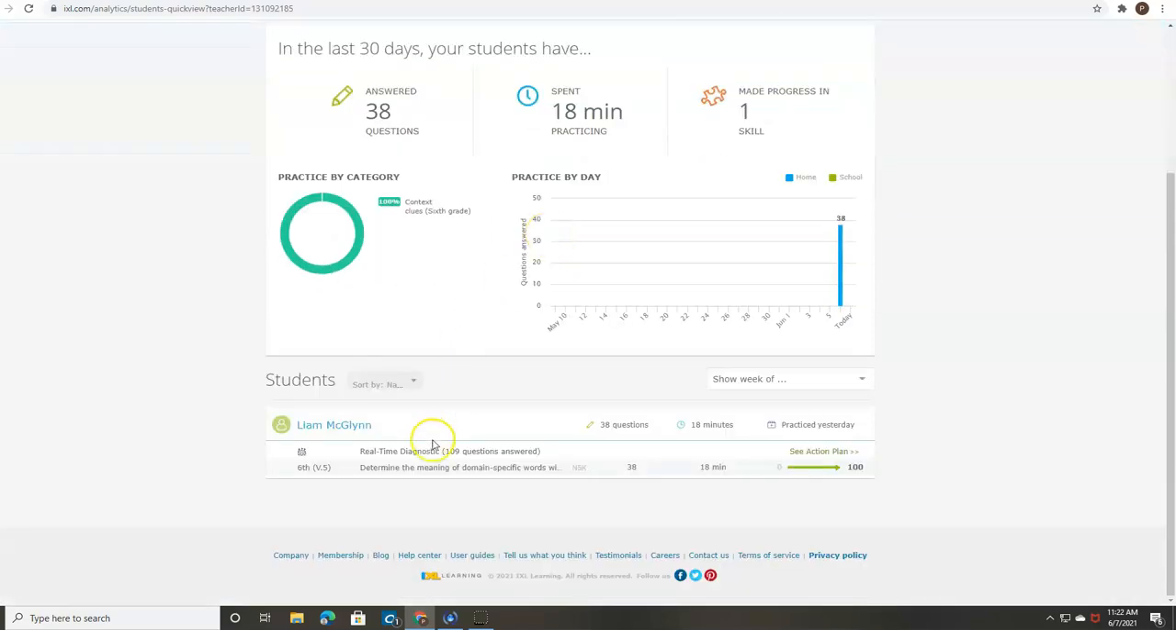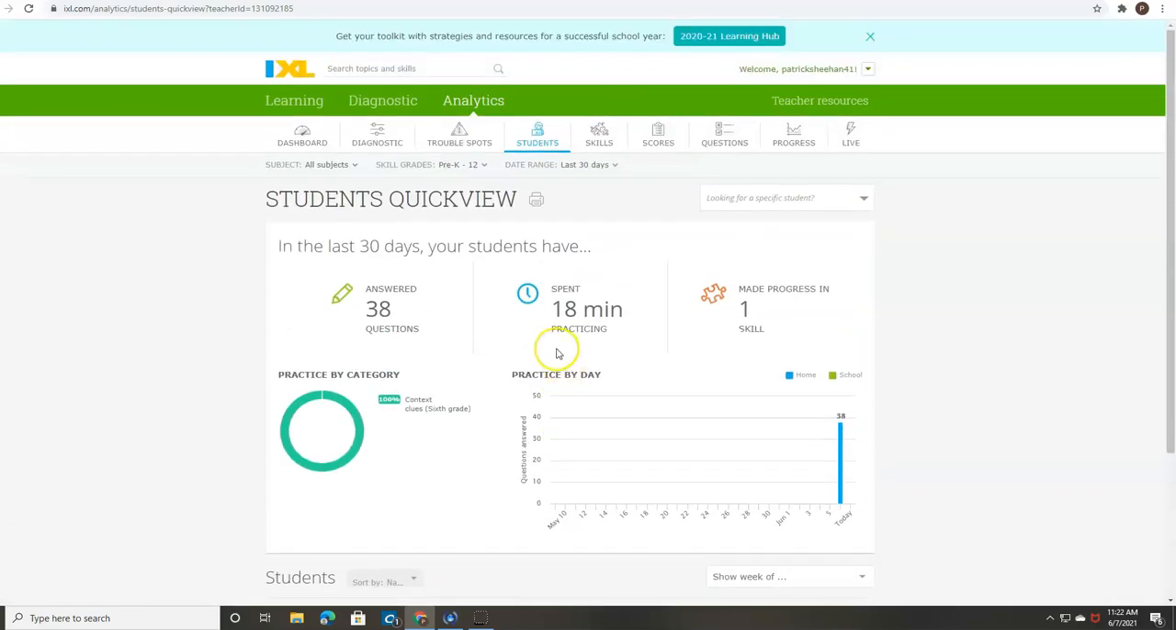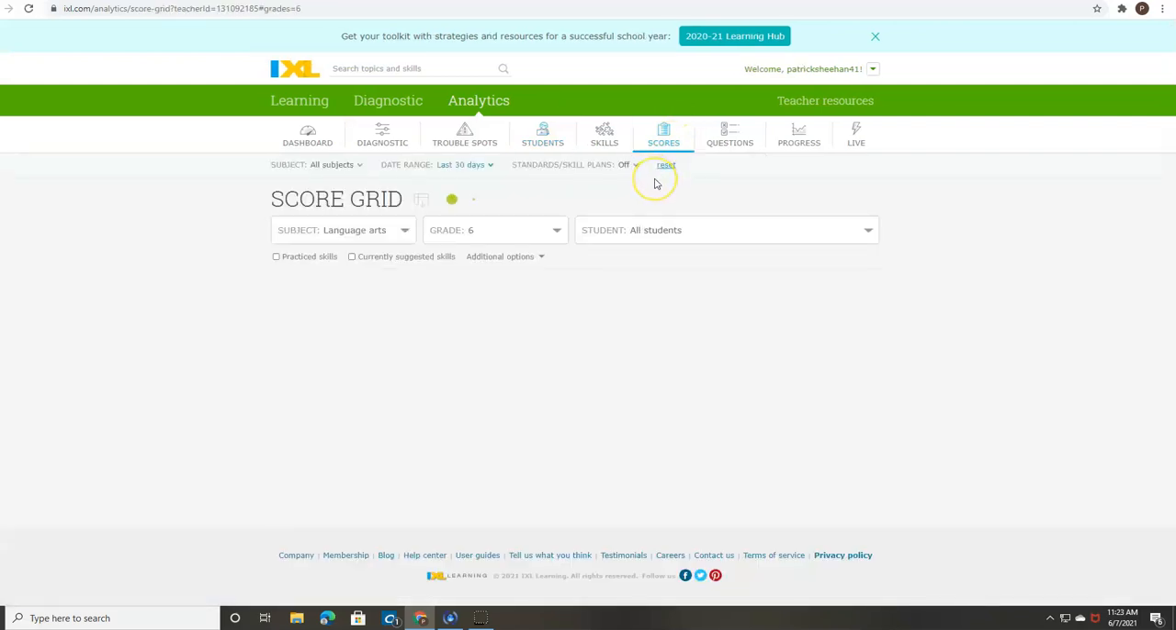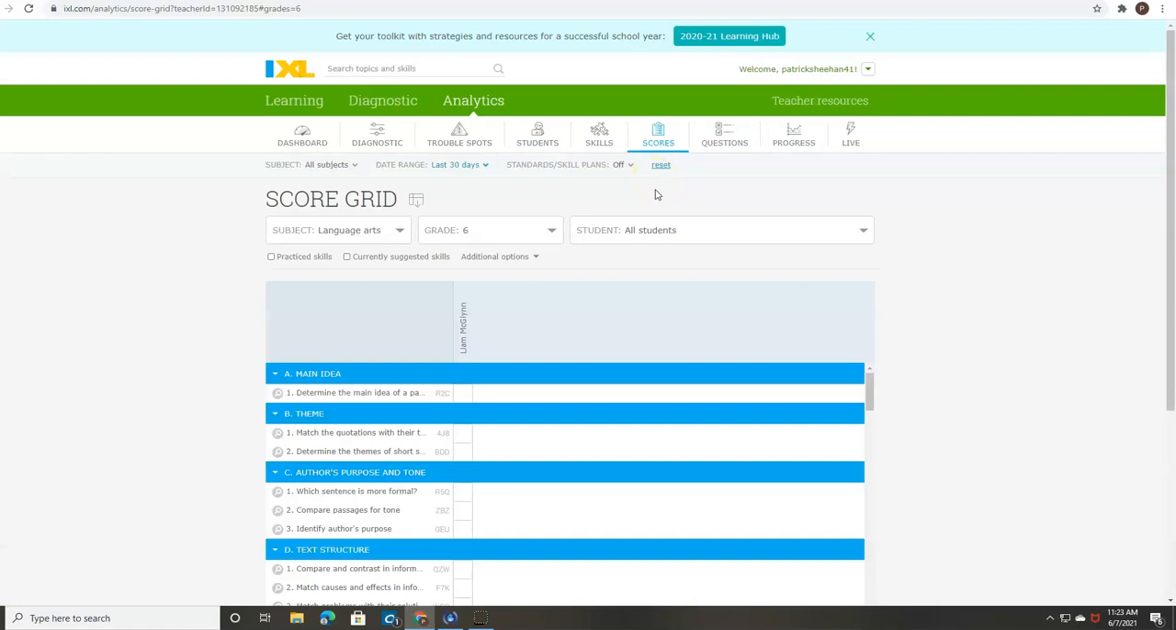Okay, we scrolled down, we saw this 6V5, determine the meaning of domain specific. This is a skill, okay, in a skill area. So how do we know what skill and skill area that is? We go to scores, we go to score grid. The score grid shows us all of the skill areas and the skills within those areas that the students can work on to complete those skill areas.